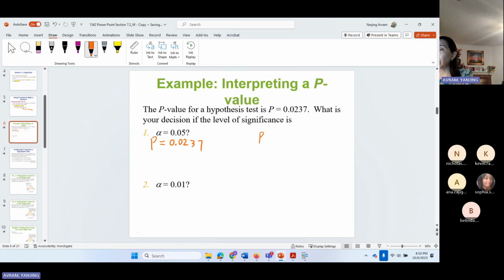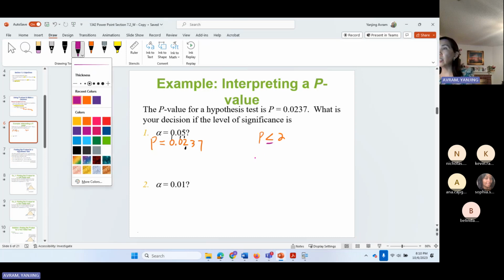We already cleaned up all the decimal points. So in this case, is p greater than or less than alpha? Apparently this p is less than alpha, right? My alpha right here is 0.05, and my p here is only 0.0237. So in this case, p is less than alpha. You can say less than or equal to alpha. So p is less than or equal to alpha.